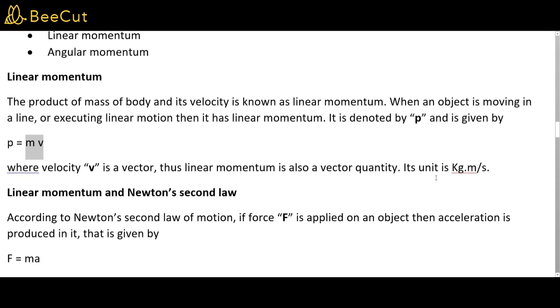From here we find the unit, kilogram meter per second. Kilogram is the unit of mass and meter per second is the unit of velocity. In this way the unit is derived.